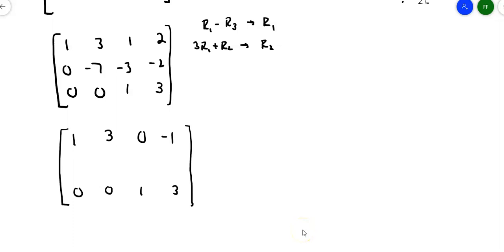Let's scratch that. Let's work with the zeros that are on the bottom. Let's do 3 times row 3 plus row 2. Answer goes in row 2.